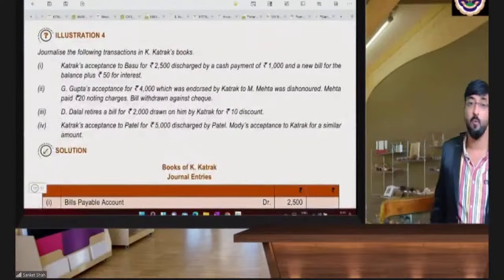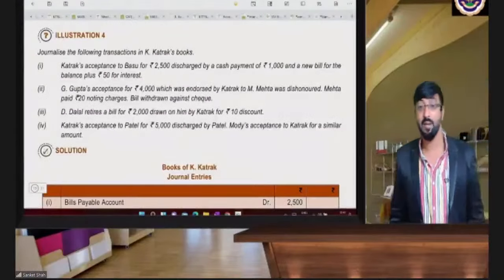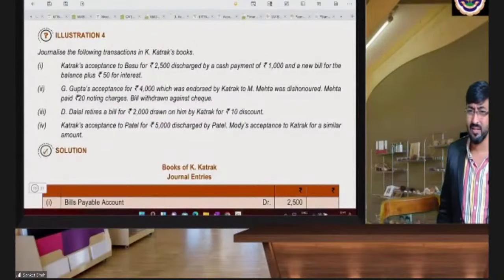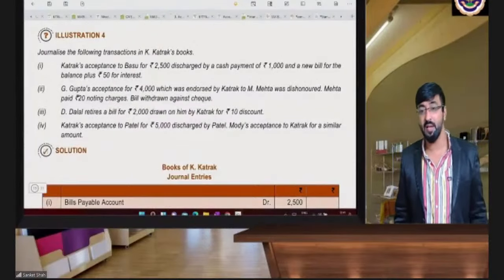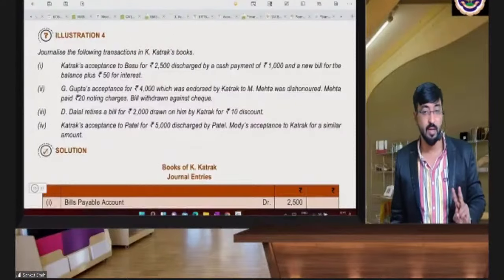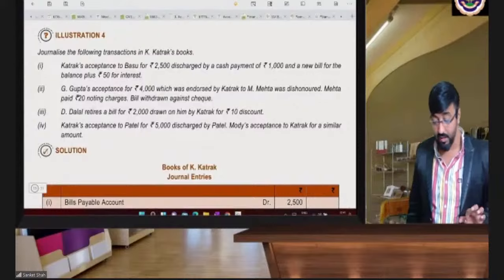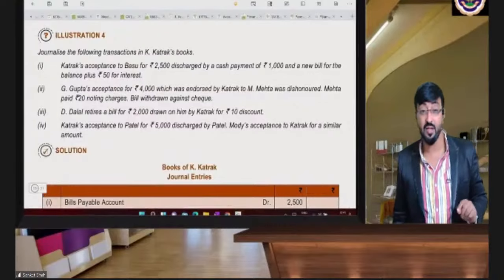Illustration number 4. Mark it as IMP question. So 4 number. 5th, 6th, 7th are really very easy questions. So 4th and TYK, both questions are difficult. So please note down this calculation. I'm going to solve it properly. Journalize the following transaction in Katrak's books.